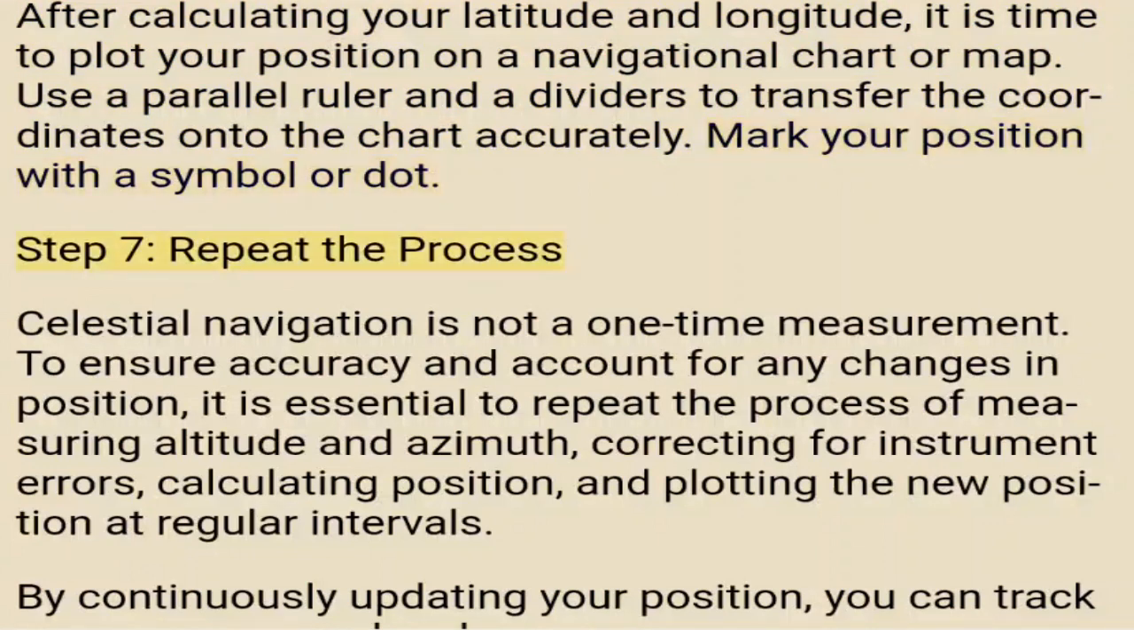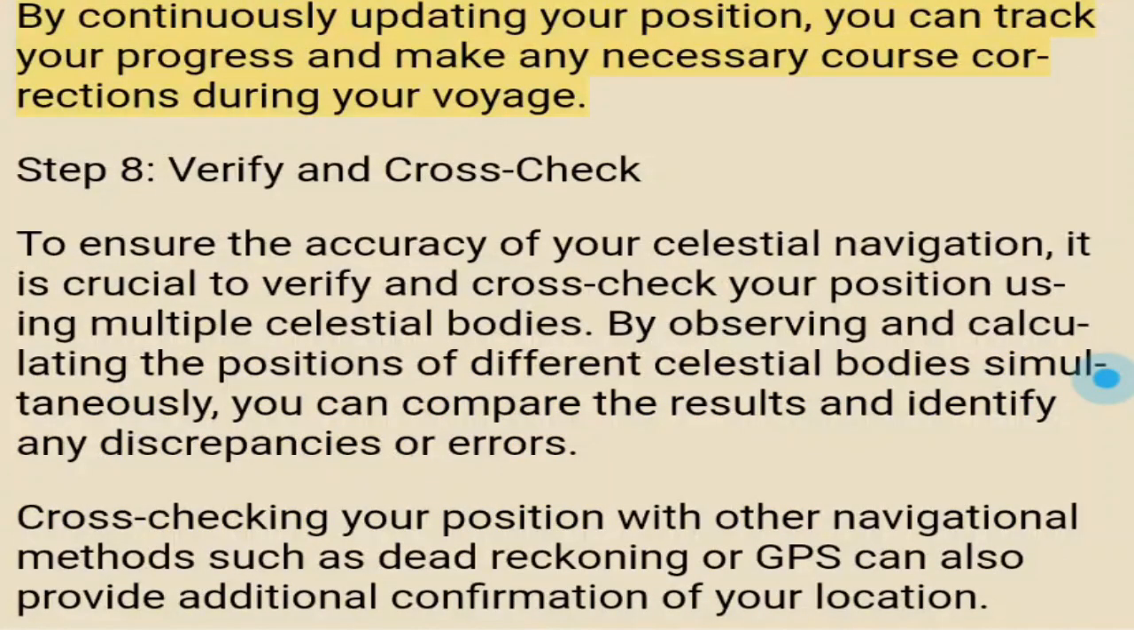Step 7. Repeat the process. Celestial navigation is not a one-time measurement. To ensure accuracy and account for any changes in position, it is essential to repeat the process of measuring altitude and azimuth, correcting for instrument errors, calculating position, and plotting the new position at regular intervals. By continuously updating your position, you can track your progress and make any necessary course corrections during your voyage.